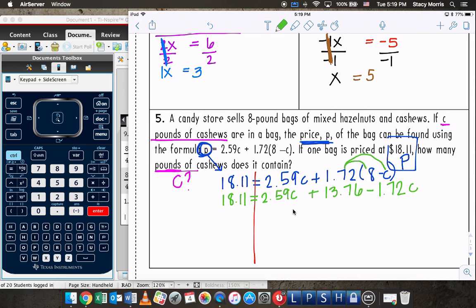It's negative because a positive times a negative is a negative. All right, so now we're going to go to the next steps. Our next step says to combine like terms on each side. On my left-hand side, I only have one thing, so I can ignore that for a second. On my right-hand side, I have 2.59C and negative 1.72C. So I'm going to combine those. I'm going to read it from left to right, and that's what I'm typing in. I can't type the variable, so 2.59 minus 1.72.